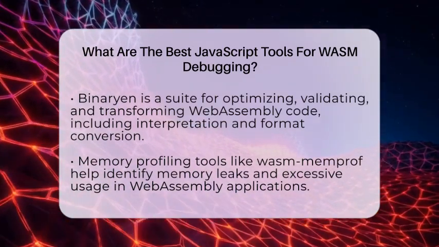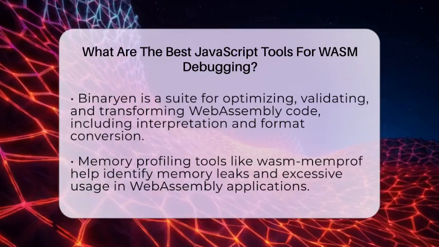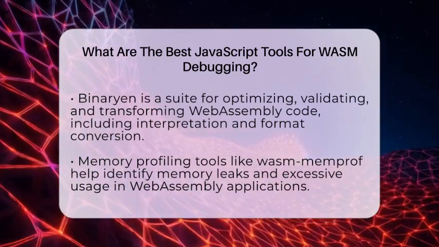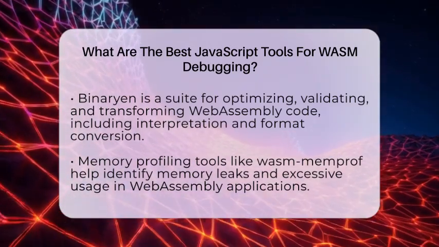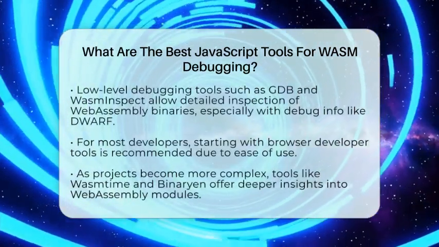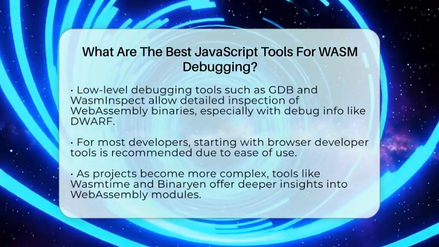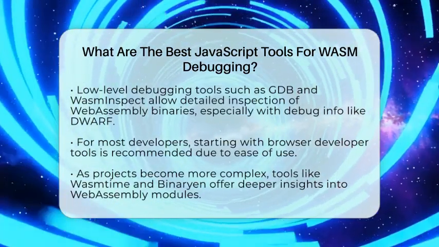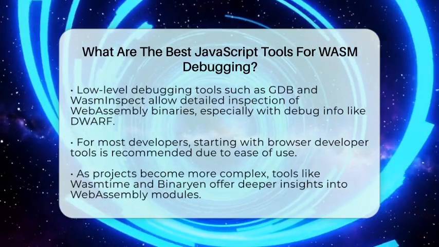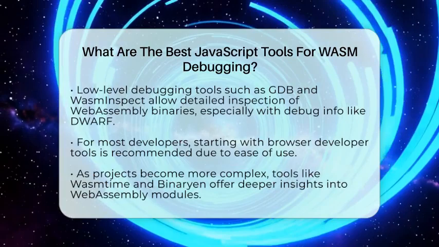For low-level debugging, especially when JavaScript interaction is minimal, tools like GDB or WASM Inspect are valuable. They enable you to inspect the WebAssembly binary at a very detailed level, especially when you have debug information like DWARF enabled.